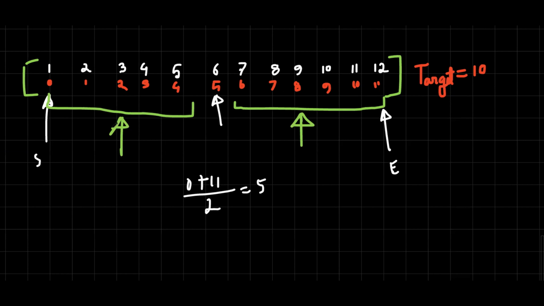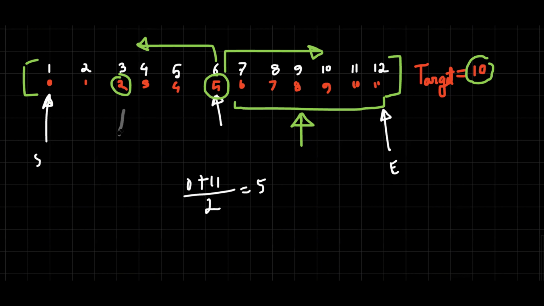Why so? Because suppose here the target value is 10, which is definitely greater than 5. That means it is not possible that the value 10 is present in the left direction, because all of the elements in the left direction are less than 5. Similarly, if the target is 2, we don't have to search into the right direction because all of the elements in the right direction are greater than 5. So it is not possible for the element 2 to be present in the right direction of 5.